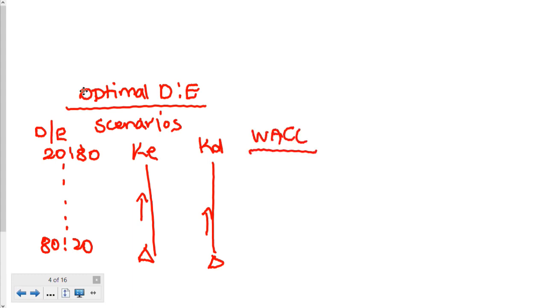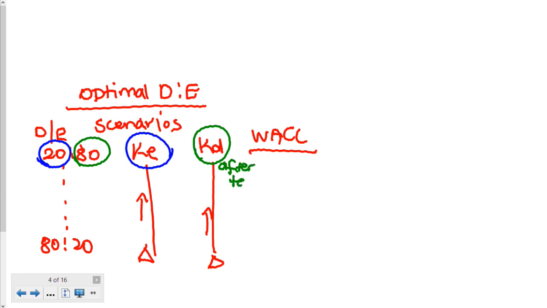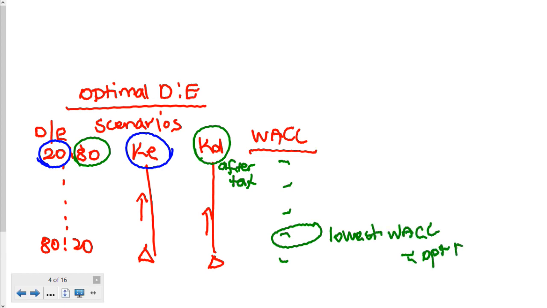So how do we calculate a WACC? We use this cost of equity and this weighting. And then we use this cost of debt and this weighting. Remember that here we've got to work with after tax because our WACC is an after tax number. And then we'll have different WACC numbers, and then we find the lowest. Lowest WACC equals optimal debt to equity ratio. So the question asks you to do these scenarios to identify the lowest WACC.